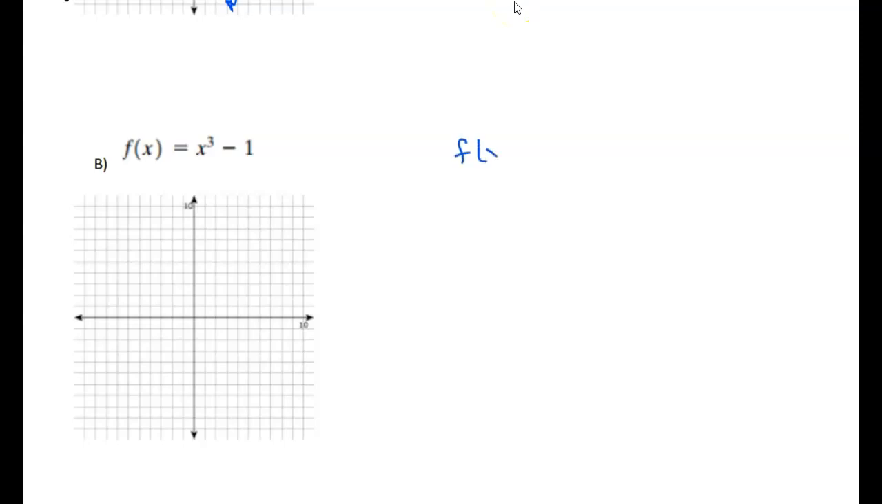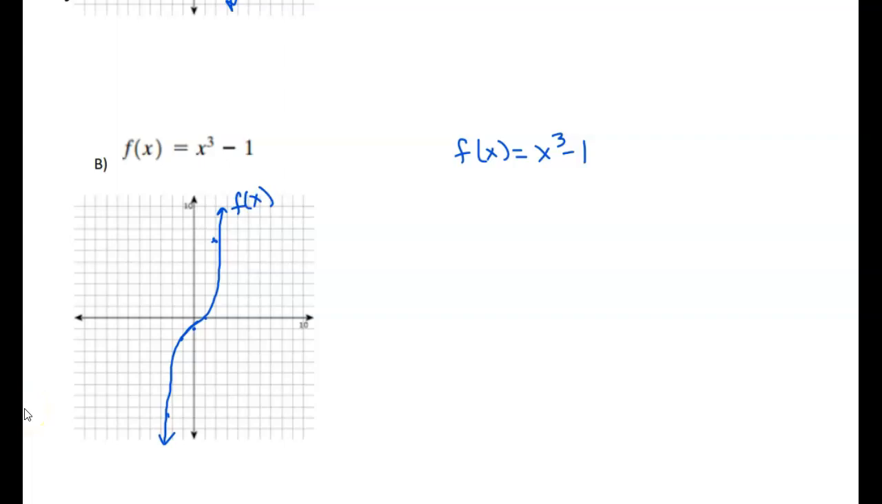So we start with the equation of f of x, which is x cubed minus 1. And this is a one-to-one function. It's a cubic that's shifted down. So we have this and this and this, and then 2 and 8 goes to 2 and 7. And then negative 2 and negative 8 goes to negative 9. So the original f function is like this. This is f of x.